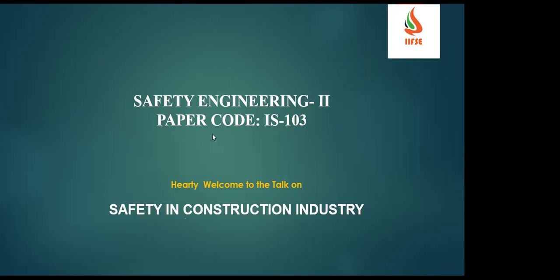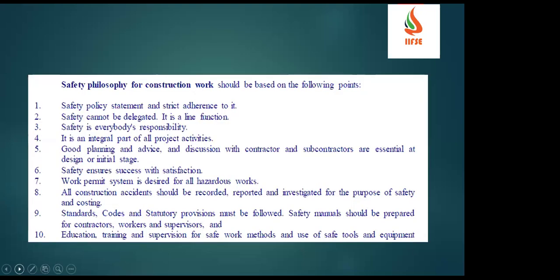So this unit, Safety Engineering 2, is completely about the safety of various sectors. It covers the various types of manufacturing processes, the hazards with respect to those processes, and also safety precautions. In this, we will cover construction, metal, dock, agriculture, textile industry, etc. And today we'll start with safety in construction. The philosophy of construction work should be based on the following points. It is about how we can implement safety in the construction industry or sector.